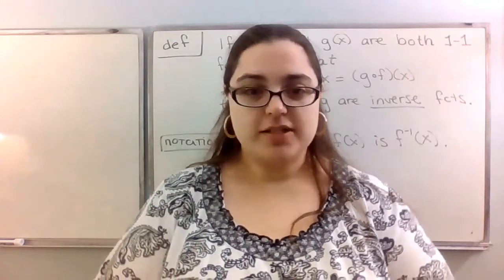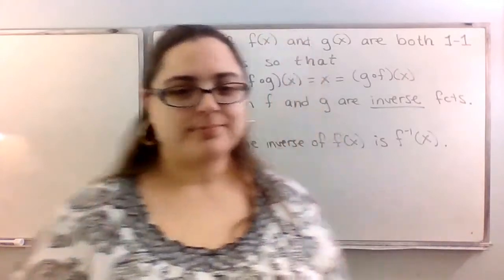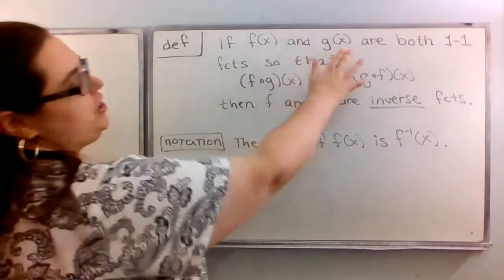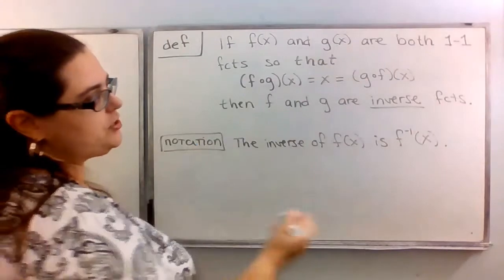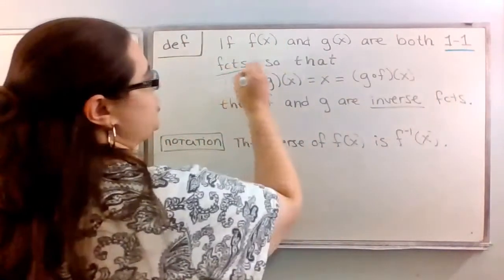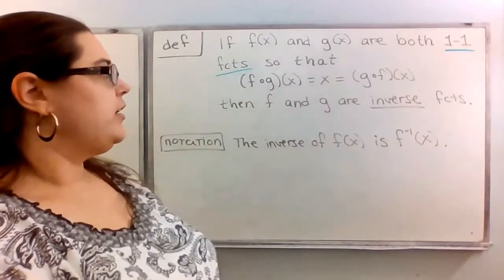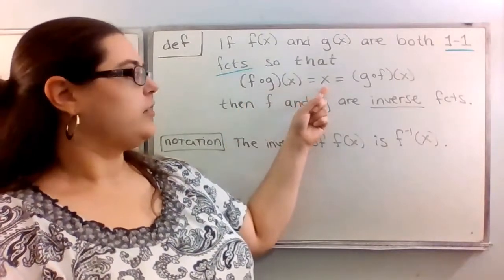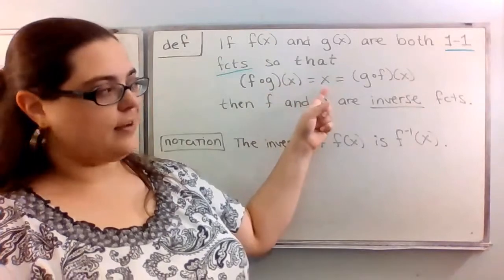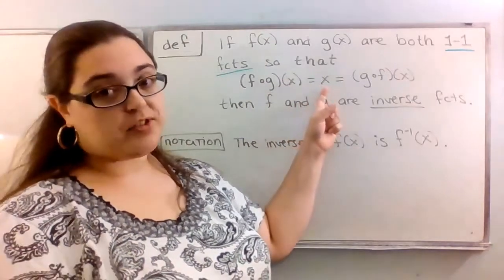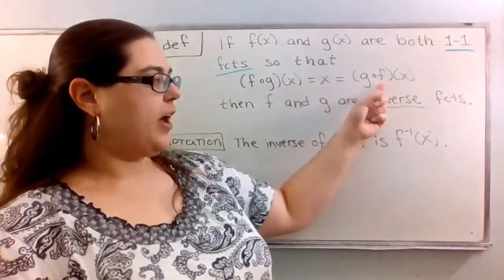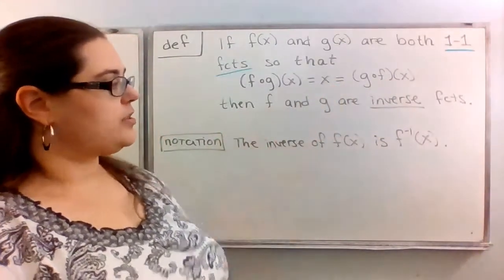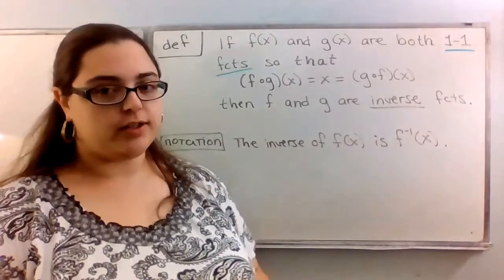So we're going to start out with a definition and some notation. Our definition says, if f and g are both one-to-one functions, so we need one-to-one functions here, so that if I compose f with g, I get this input back. Okay, so f composed with g is x. And if I compose in the other direction, g composed with f, if I get x out of that as well, then we're going to say that f and g are inverse functions.